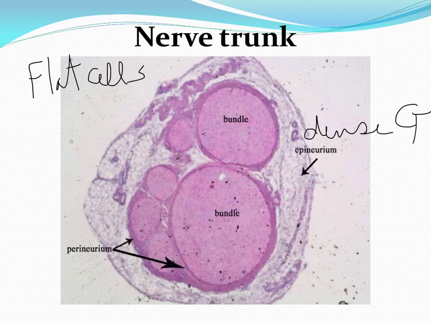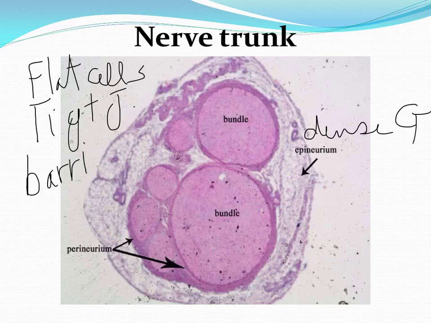that are joined with tight junctions, and this forms a very important barrier. So a barrier is formed by the perineurium, very important to protect the nerve fibers. So the barrier is present in the perineurium as the cells are flat cells like the epithelial cells, but they are joined with tight junctions, forming a barrier to protect the nerve fibers.